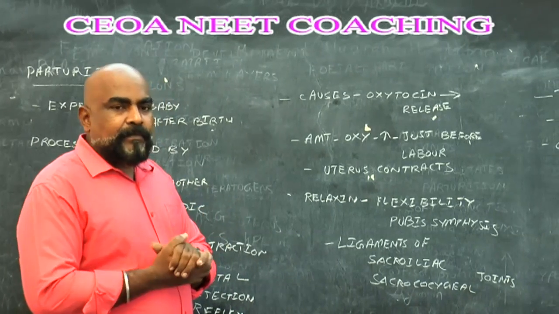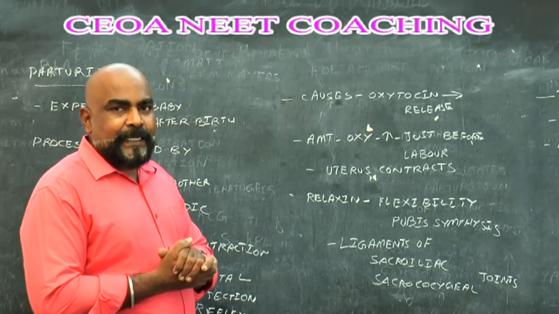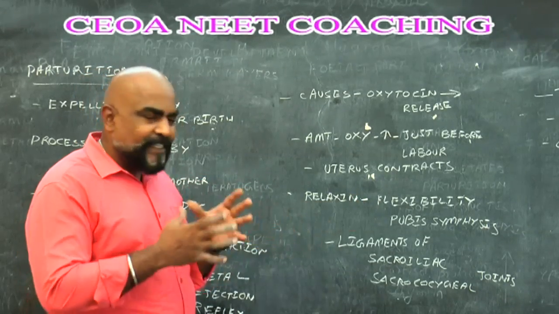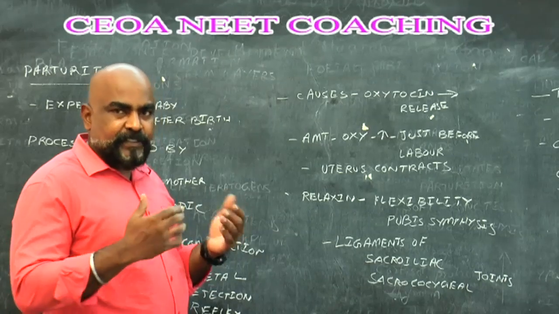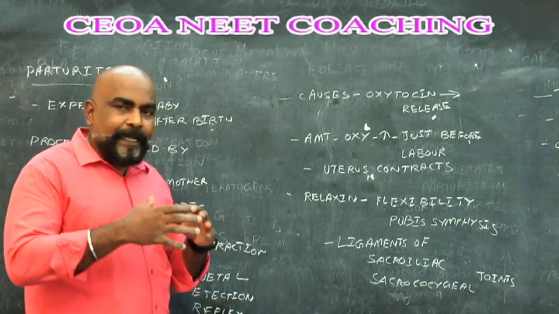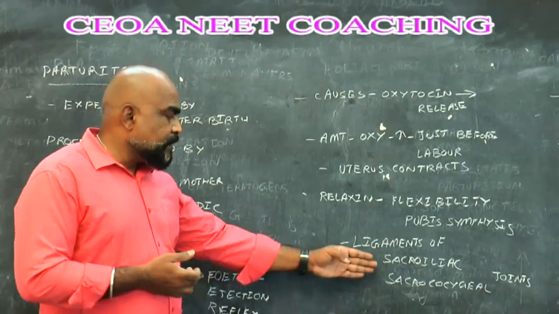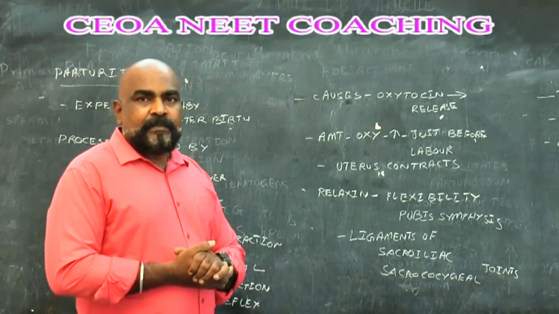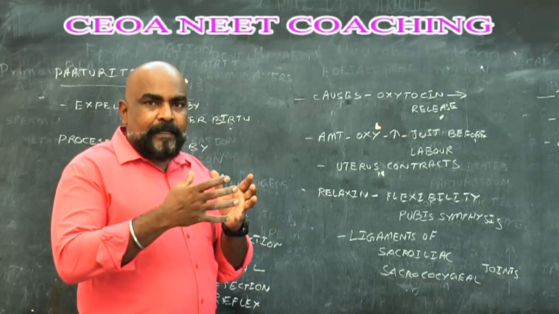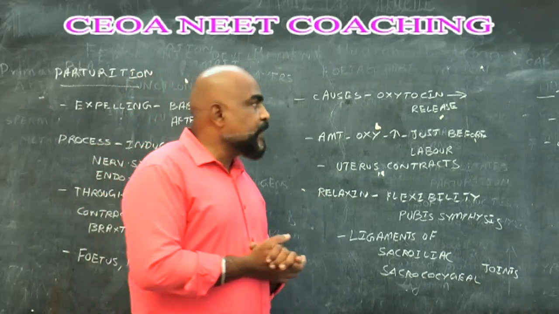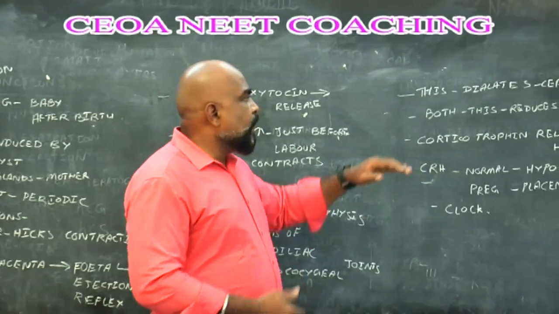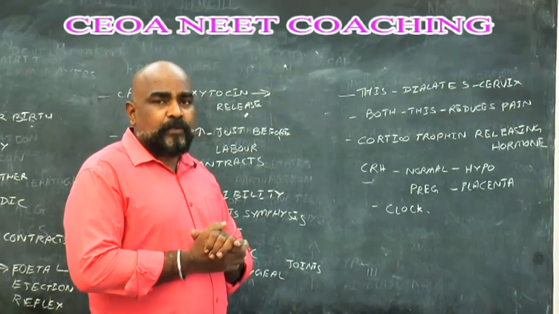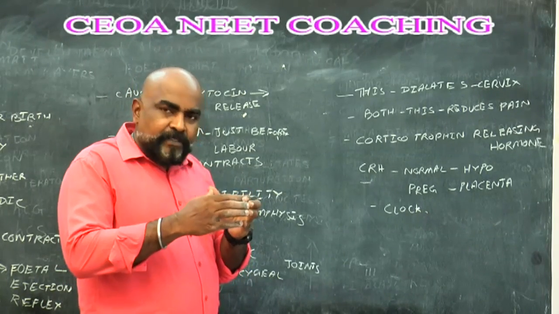Apart from oxytocin, as we have seen already, relaxin also plays a major role. It brings about the flexibility of the pubic symphysis. It relaxes the ligaments of the sacroiliac and sacrococcygeal joints, which will ease the pain. And this dilates the cervix of the uterus. So the uterus neck has now dilated.